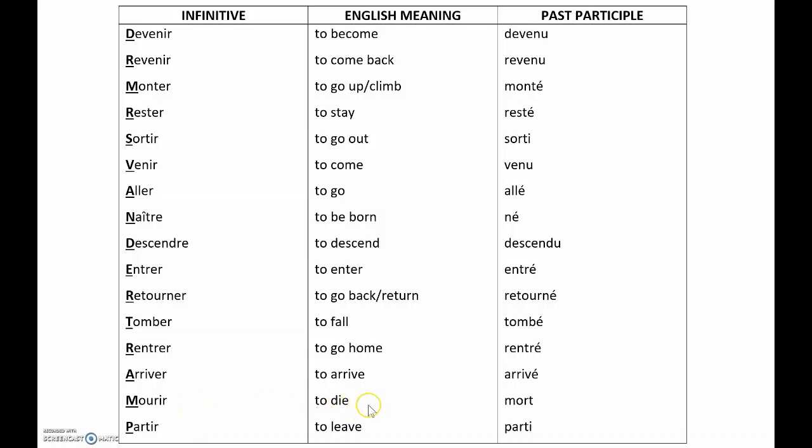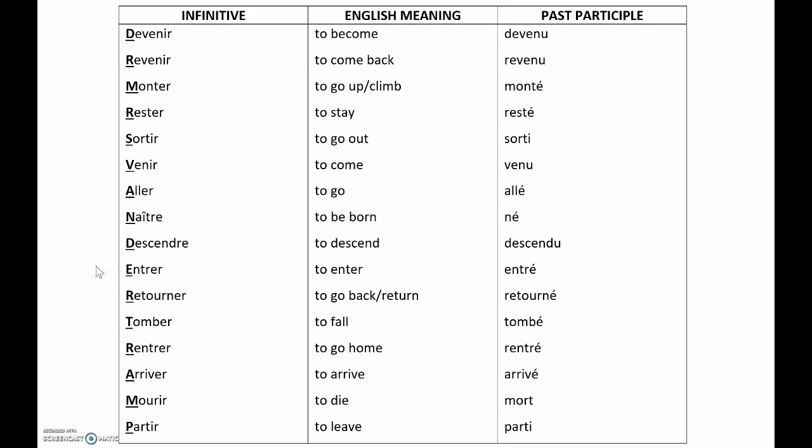Mourir means to die, and as a past participle, it becomes mort, M-O-R-T. Very different from its initial infinitive verb. And then the last on our list here is partir, which means to leave, and that as a past participle becomes parti. So again, please make sure that you have these copied down somewhere.